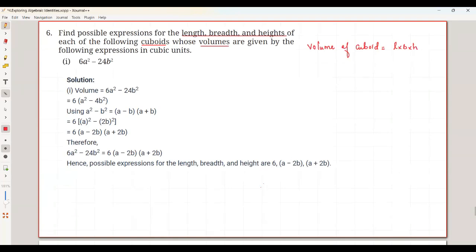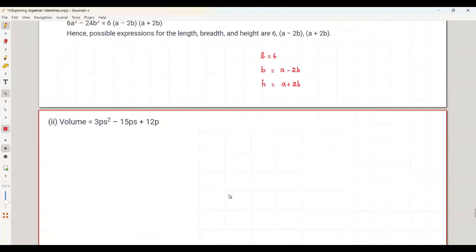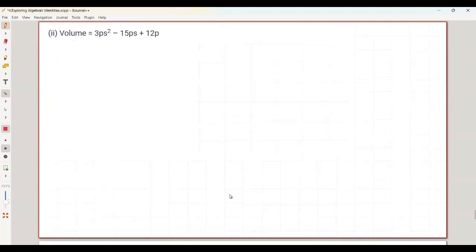Therefore we can write: length is equal to 6, breadth is equal to a minus 2b, and height is equal to a plus 2b. Length, breadth, height, and we found them. The same as we are doing for the second question. In the second question, the volume is given.